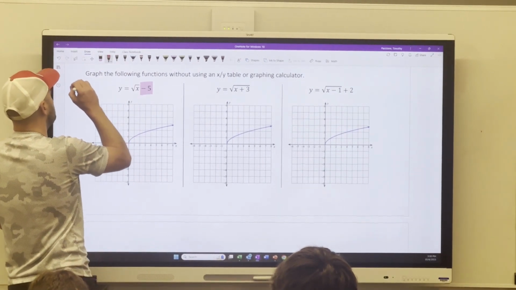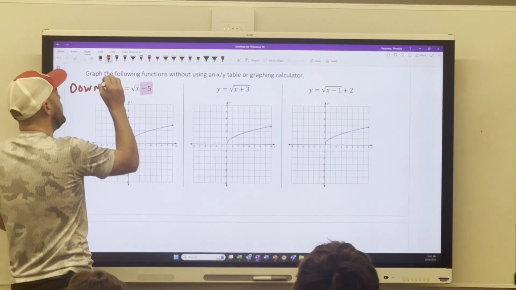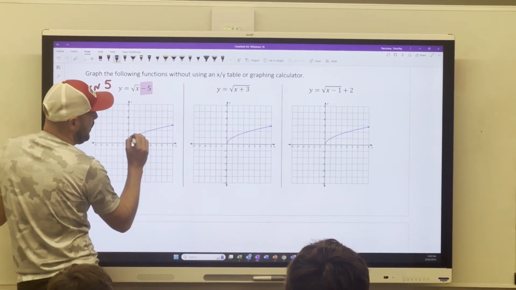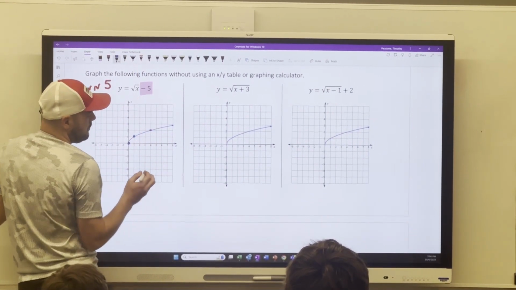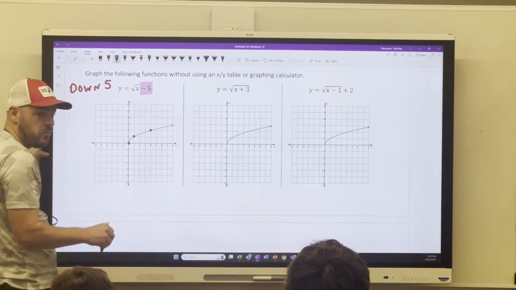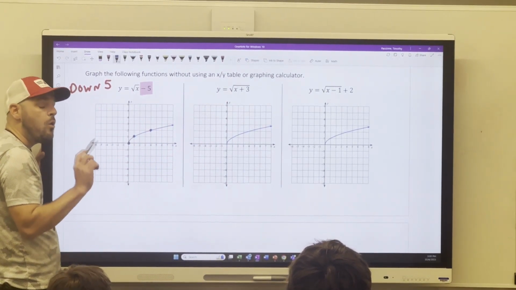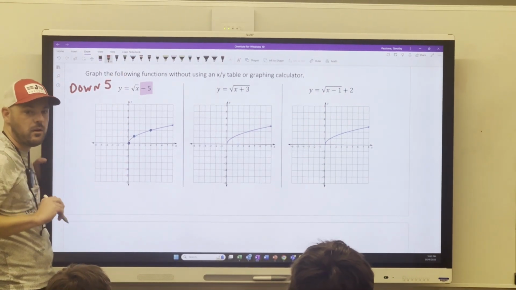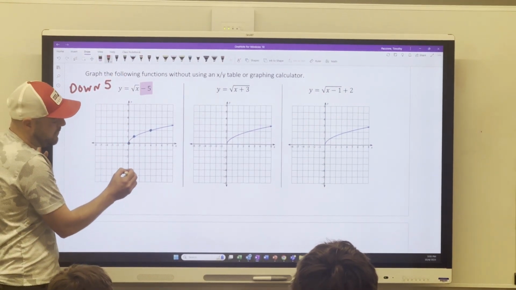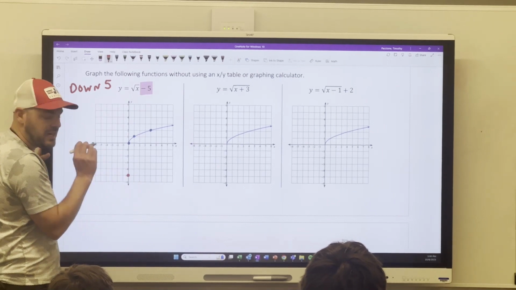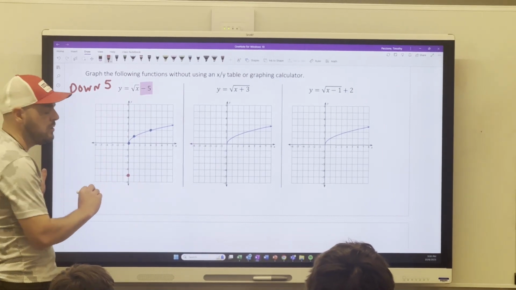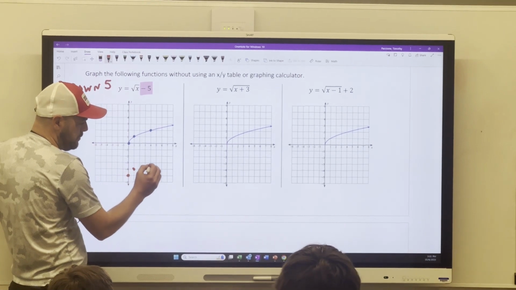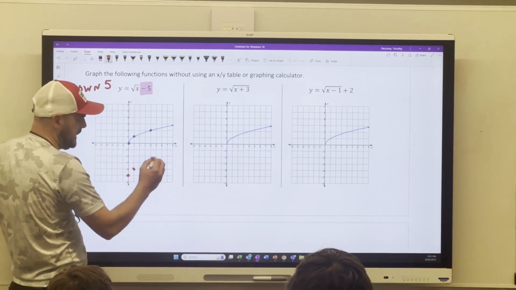Down 5. And what's going to go down? Well, the whole thing, right? So you can just move every point, every key point down 5, and you'll have your graph. Or you can say, well, I know the starting point is going to go down. So this will go down to 0, -5. And then I know my pattern now, which is over 1 up 1, over 4 up 2, right? And we're not going to get to 9 here.